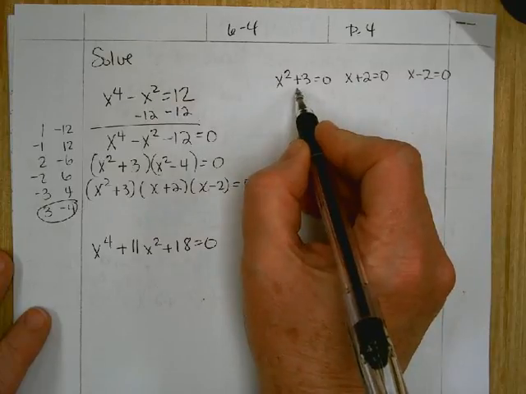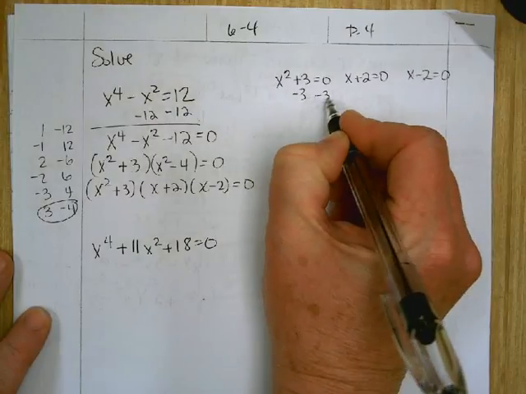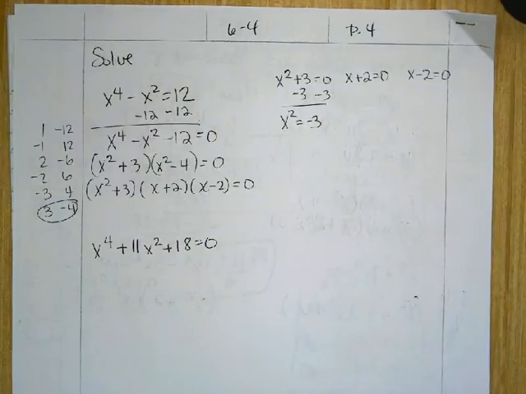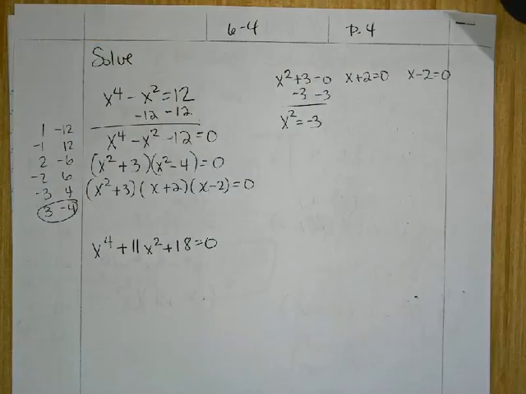Subtract 3 from both sides. x squared equals negative 3. But I'm looking for x, not x squared. What is it that I can do to undo squaring? Take the square root. So I'm going to take the square root of each side.